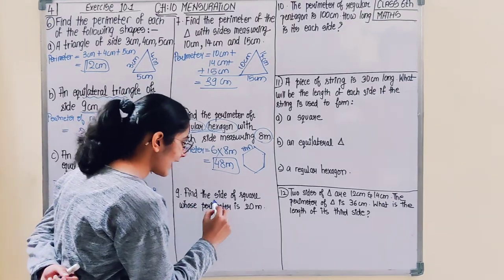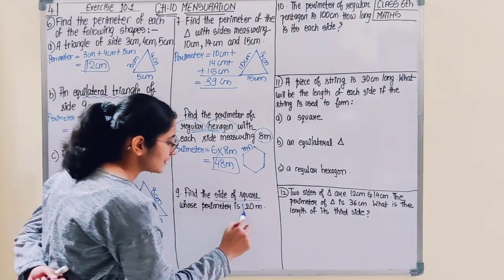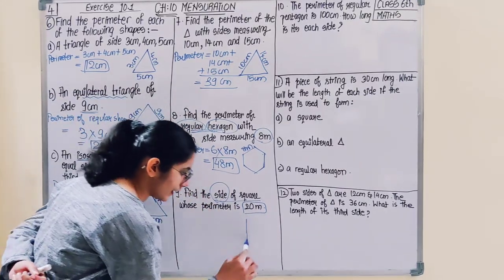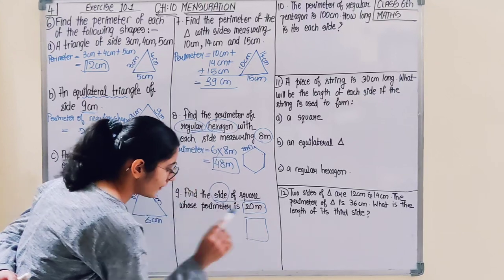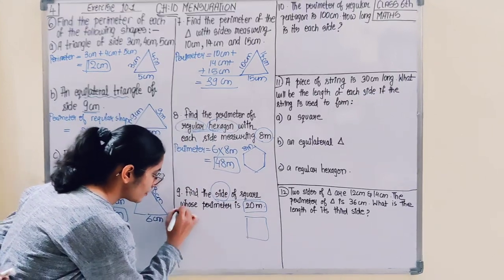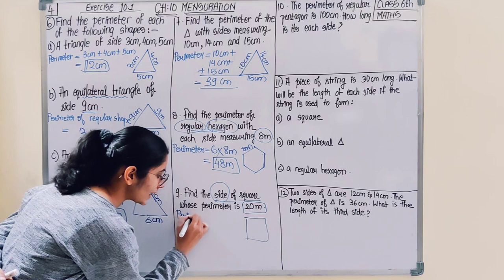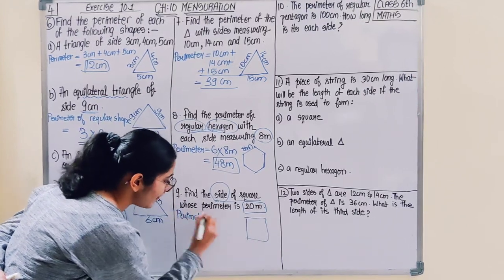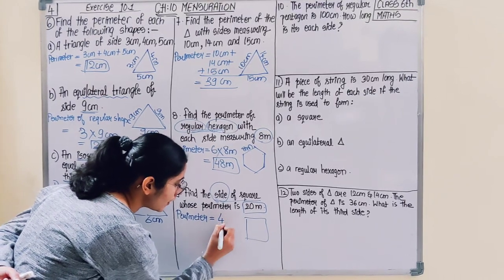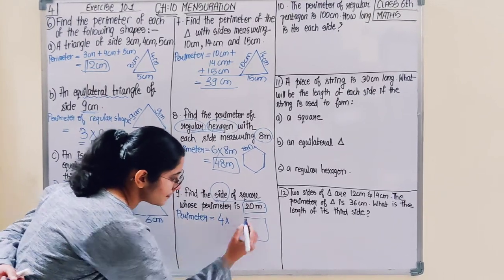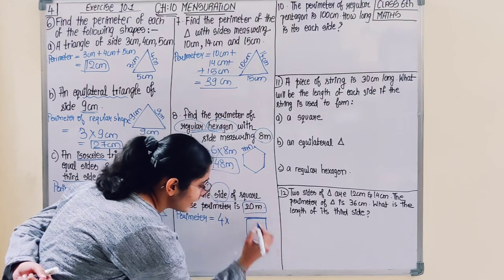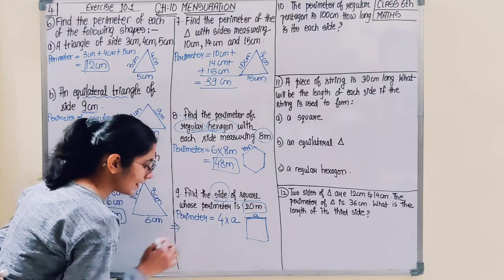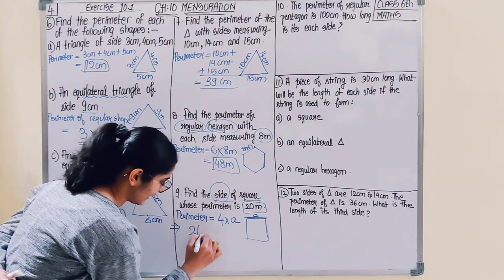Next, find the side of a square whose perimeter is 20 meters. Okay, so we have to find the side of the square. And the total length around the square is 20 meters. So we know that the square is a regular shape. Why? Because all its sides are equal. So perimeter of square is 4 into length of each side. Suppose the length of each side is A. So that is 4A.